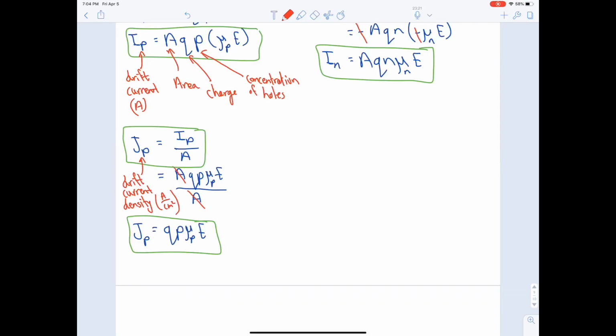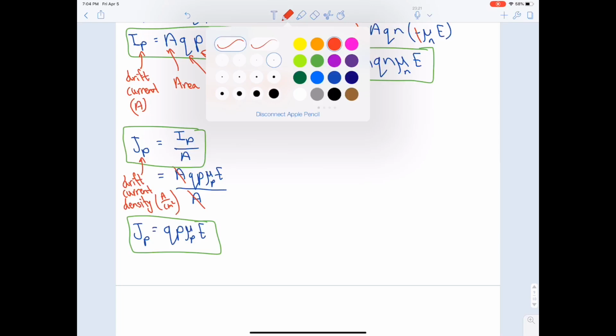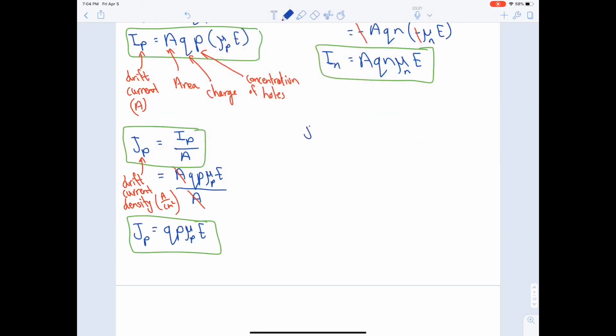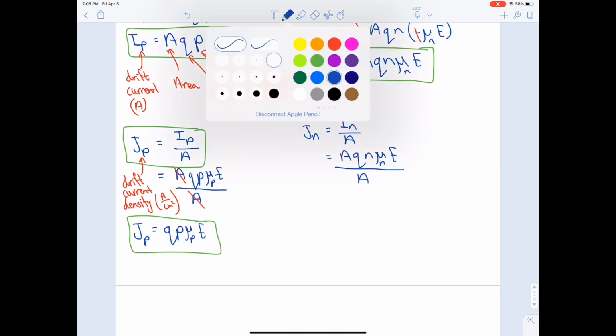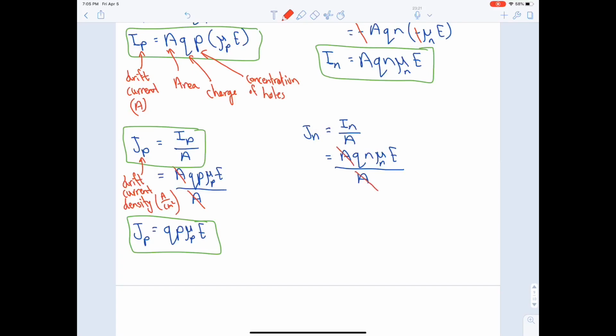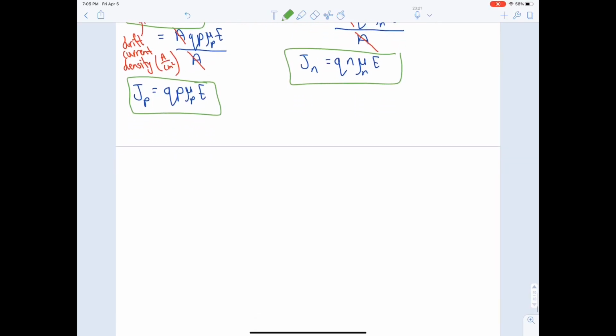Doing the same for the n-type, Jn is In divided by the area, and In is A Q n mu n electric field divided by area. Area with area, they cancel each other out. So the resulting equation is Q n mu n E. That's Jn. Okay? Hope it's clear so far.